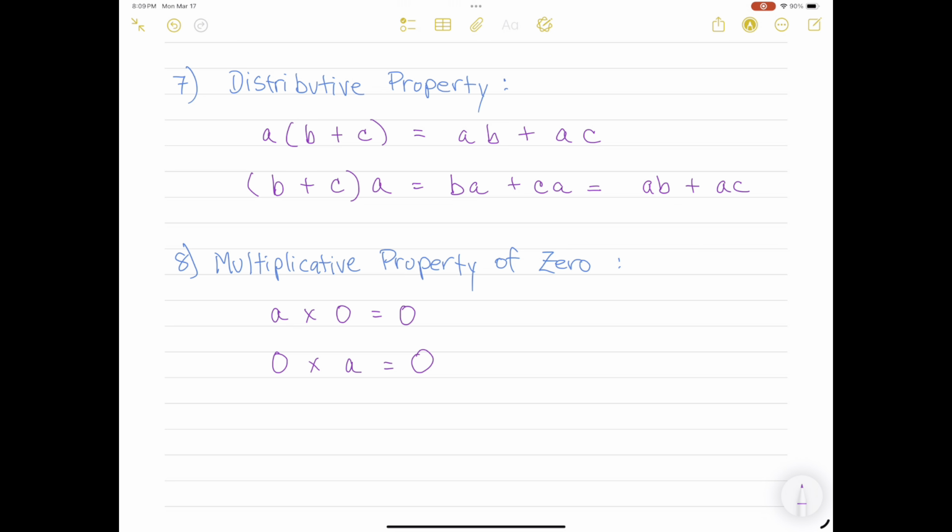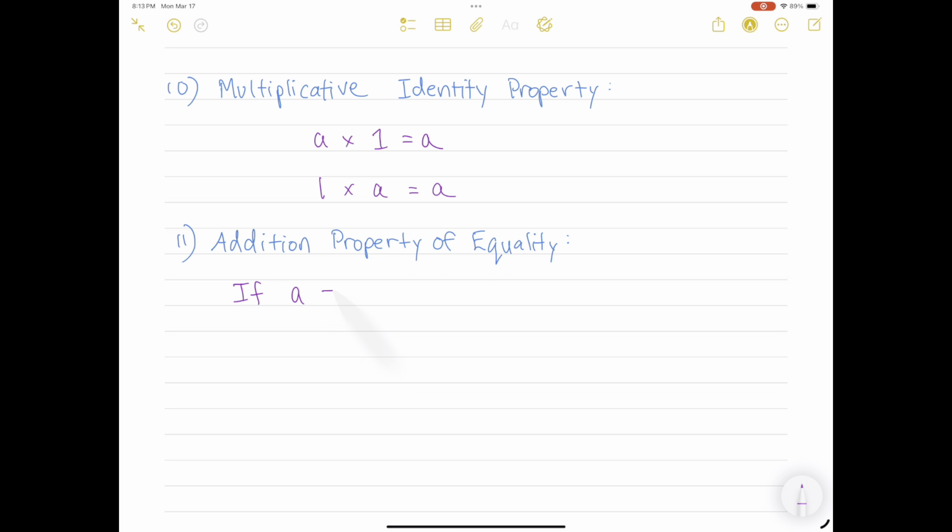Number 9, additive identity property. A plus 0 equals A, and 0 plus A equals A. Number 10, multiplicative identity property. A times 1 equals A, and 1 times A equals A. Number 11, addition property of equality. If A equals B, then A plus C equals B plus C.